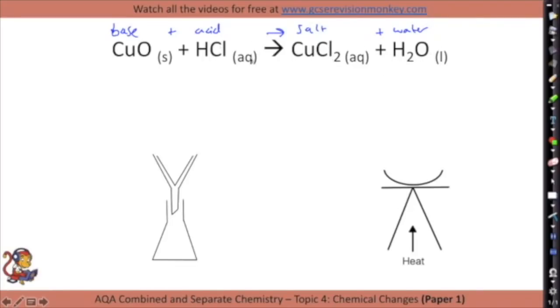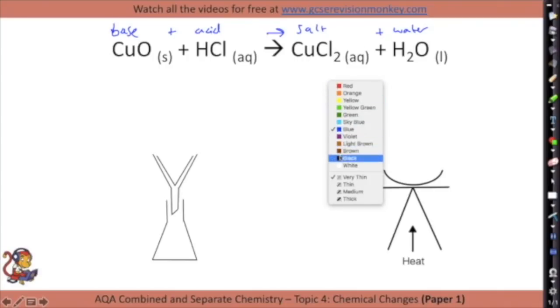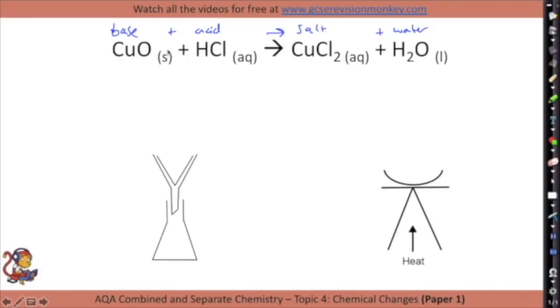You could use sulfuric acid to make copper sulfate. It all depends on what salt you want to make at the end of the process. So this copper oxide, you can see by the state symbol, is solid, it's insoluble, and it is a black powder. That will react with acid and make a soluble salt. You can tell by this state symbol of aq, which means aqueous, that it is soluble and it's going to be dissolved in water.